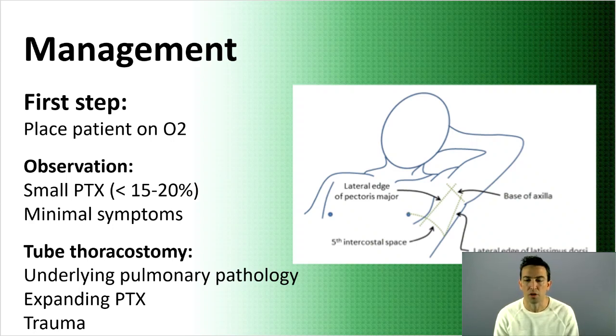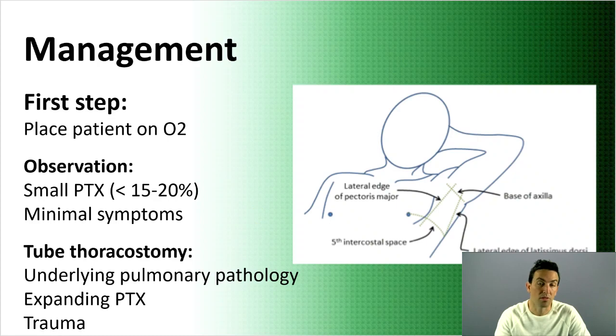Most questions will revolve around where to put the chest tube. So in this picture here, you have the lateral edge of the pectoralis major, the base of the axilla, the lateral edge of the latissimus dorsi, and then the fifth intercostal space. That's where you're aiming, and it'll be above the rib, typically how that goes.